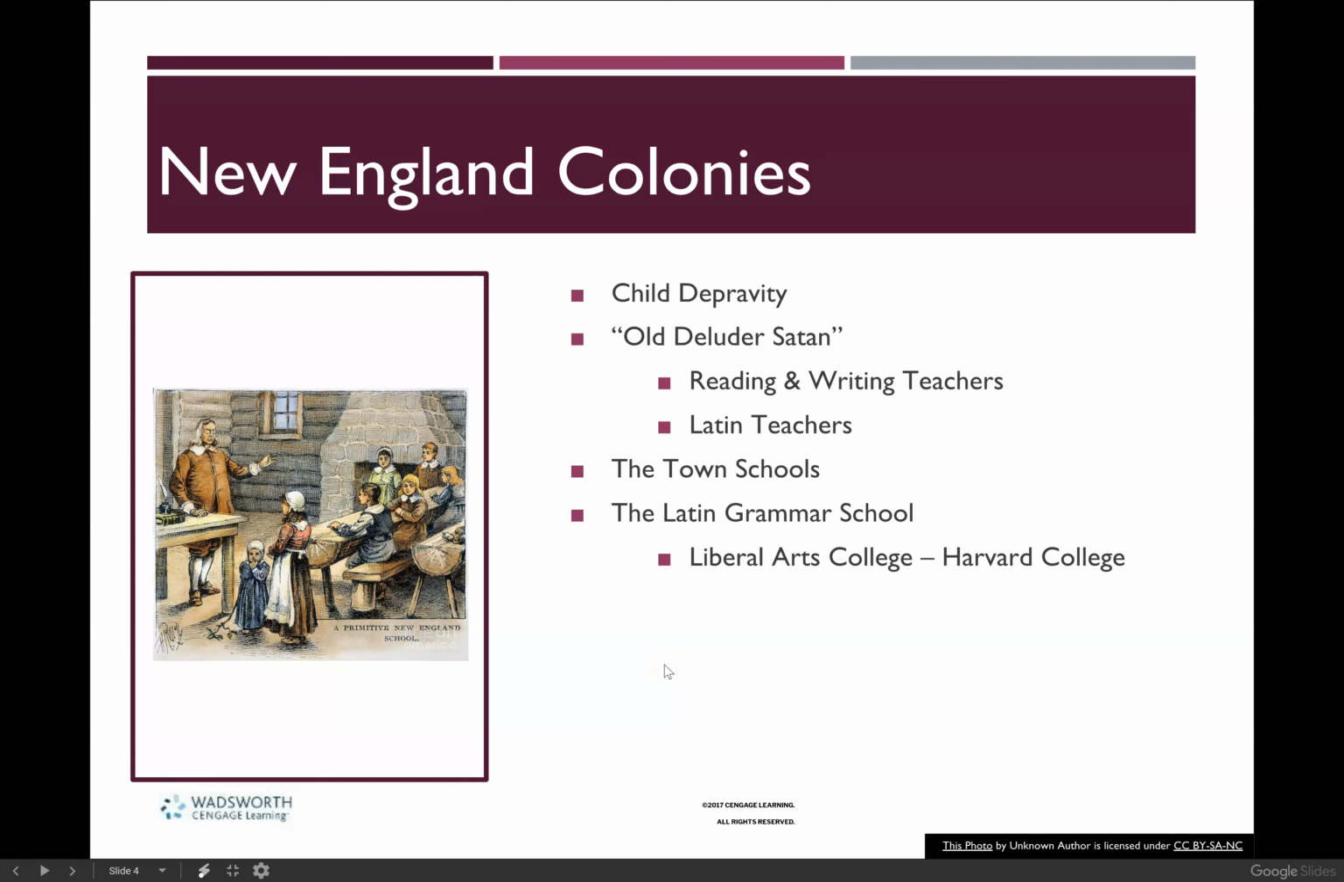And then we had the development of the Latin grammar school. So this was one of the best examples, or actually one of the most notable examples, I don't know if best, but Harvard College. So that was the liberal arts college. The idea was that in order to be educated and able to fight off the old deluder Satan, you had to have a liberal arts background.